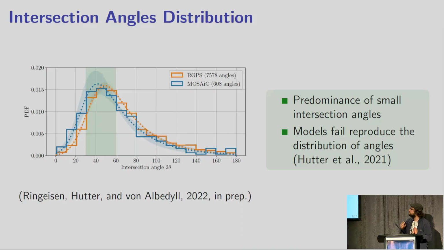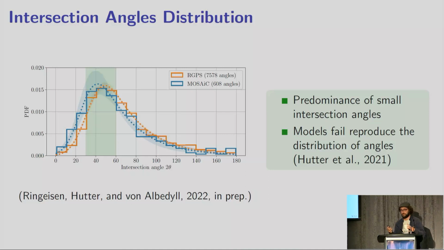This is the distribution of the intersection angles in the RGPS dataset and in the Sentinel-1 dataset that's taken along the MOSAiC track. And we can see that we have a lot of small angles between 30 degrees and 60 degrees. I think the number is something like more than 60% of the angles are below 90 degrees. And as Jean-François also talked about, in SIREx, we see that models don't reproduce this predominance of small angles.